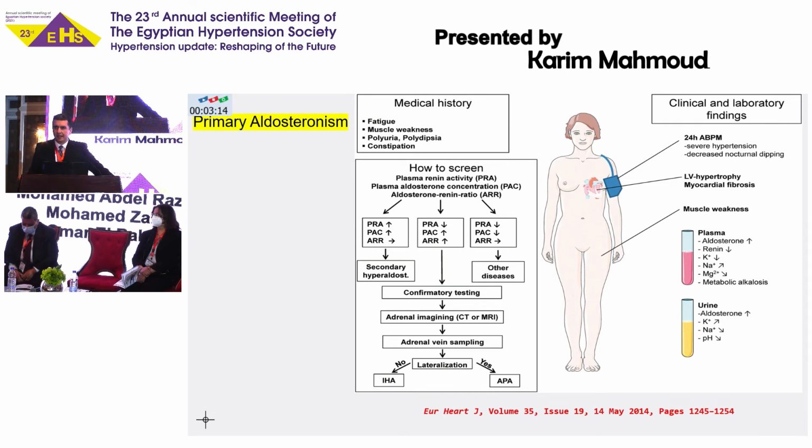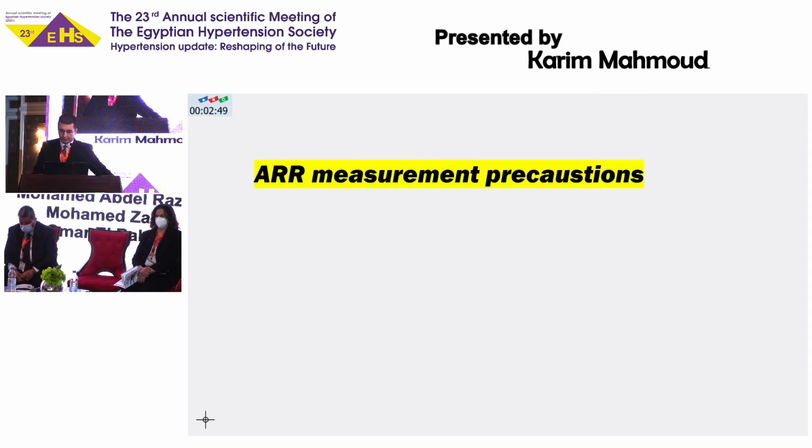The important investigations to be done are the plasma aldosterone concentration, plasma renin activity, and the ratio between aldosterone and renin activity. If the ratio is high, we can proceed to imaging such as CT, MRI, and if we need a further study, we can do adrenal vein sampling to recognize adenoma-producing tumor versus idiopathic hyperaldosteronism.